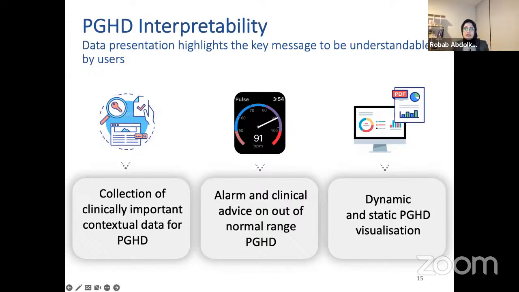Not all of the patients are literate enough to understand what an out-of-normal-range heart rate, for example, means, and what would happen for them if that occurs. Clinical advice can be attached to that alarm to improve patients' awareness.